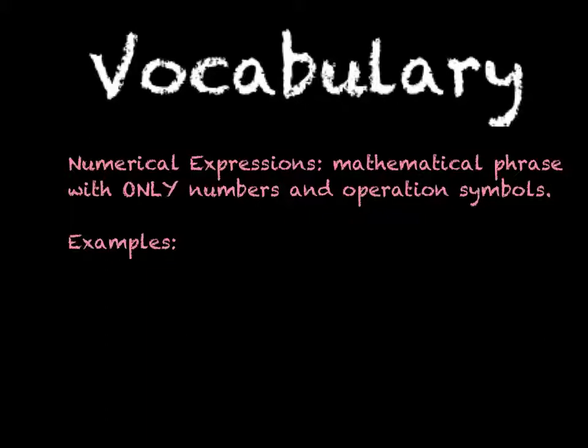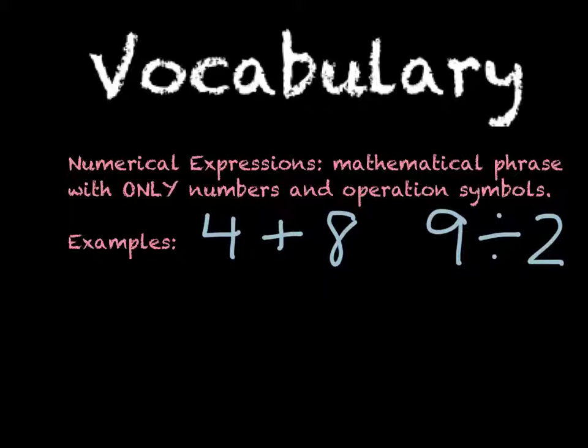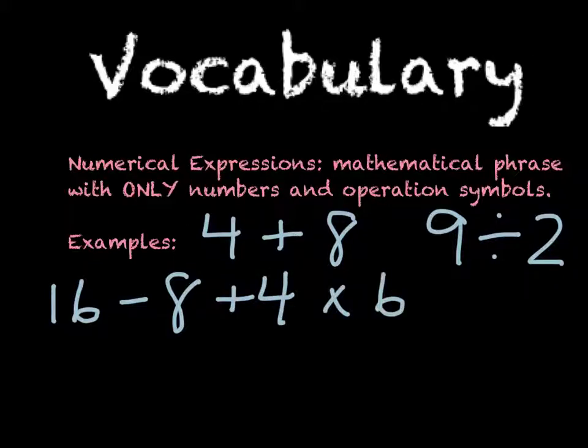Some key examples that we could write down of numerical expressions are anything that involves a string of numbers connected with operation symbols. So we could have something like 4 plus 8. We could have something like 9 divided by 2. We could have something like 16 minus 8 plus 4 times 6. All of those examples of order of operations problems that we practiced in the last chapter would be examples of numerical expressions. They were different combinations of numbers connected with operation symbols.